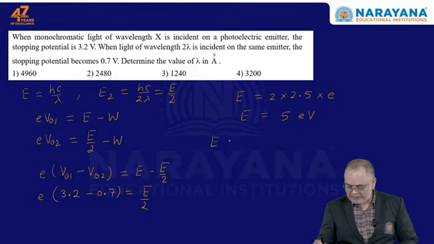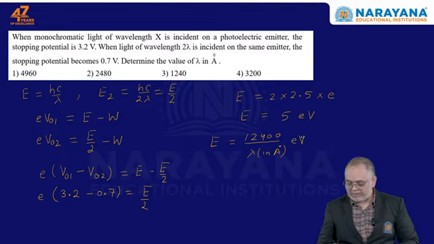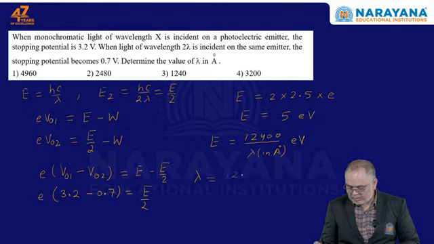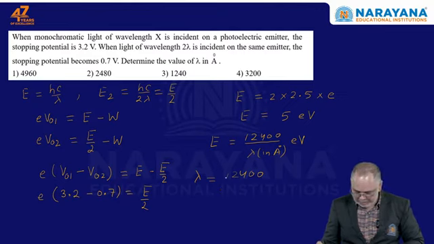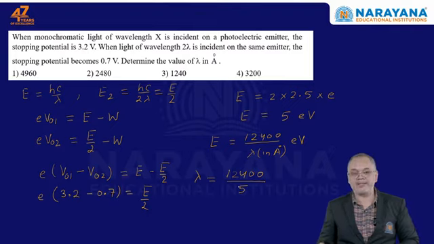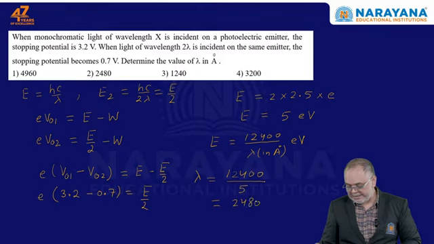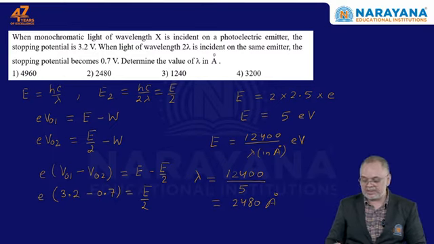is E is equal to 12400 upon lambda in angstrom, and energy we have in electron volt. So here we can write lambda equal to 12400 divided by 5. So for this, if you see, it will come out what? That is 2480 angstrom. So this is the wavelength of the incident light.